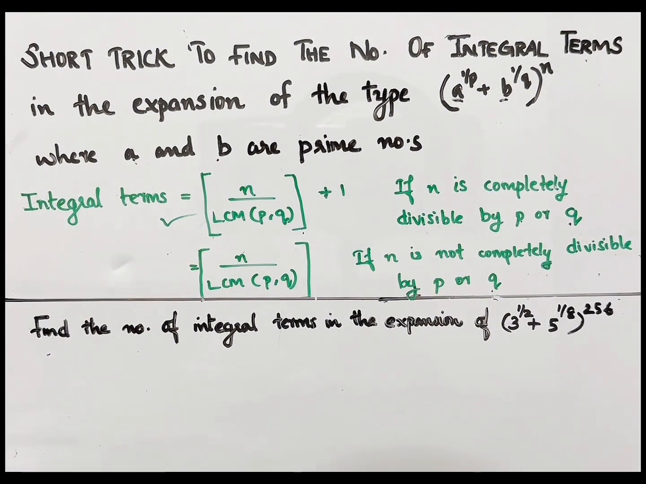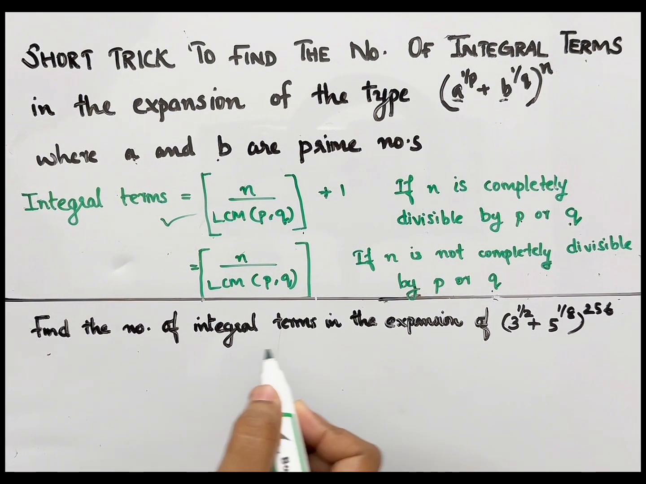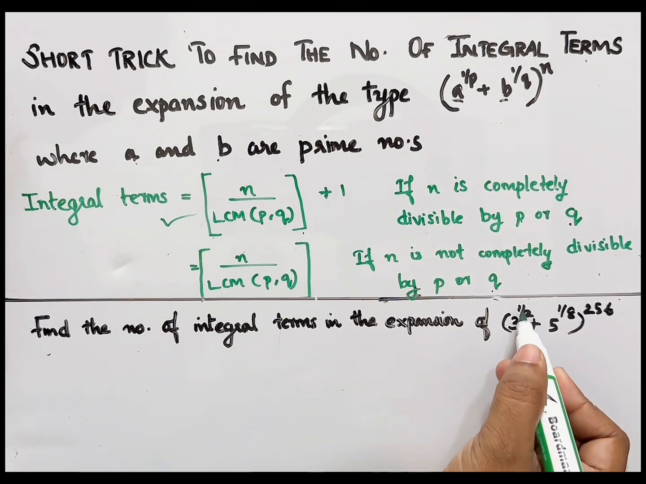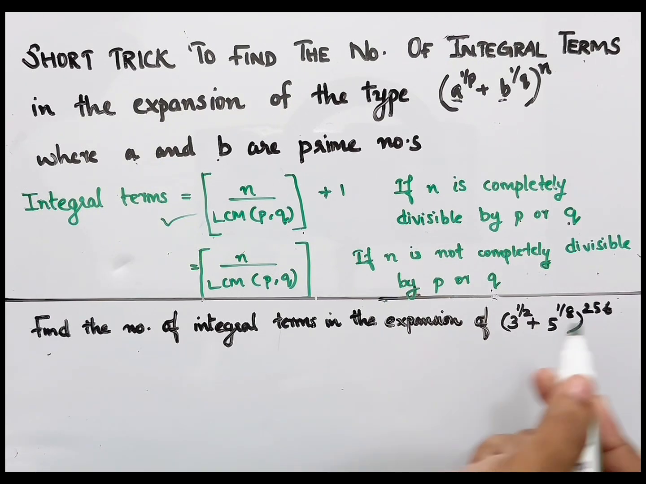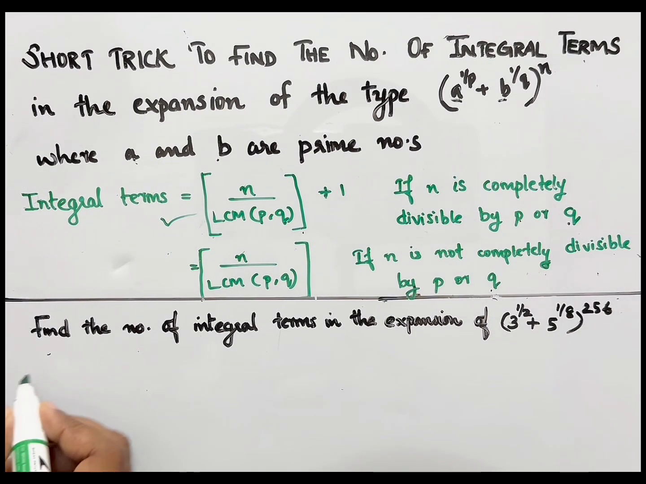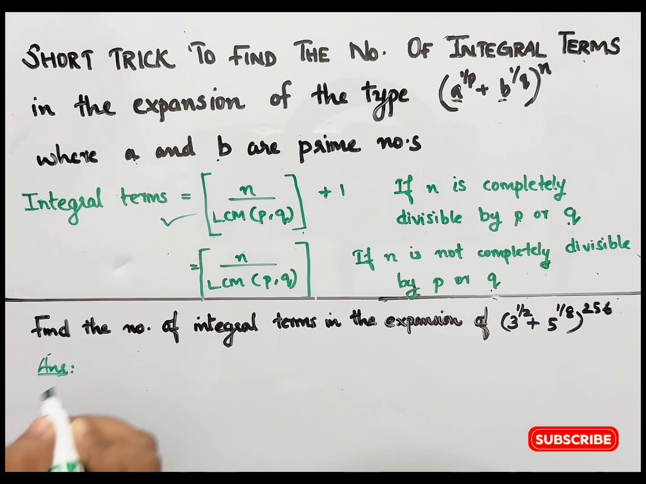Let's do one more question. Find the number of integral terms in the expansion of (3^(1/2) + 5^(1/8))^256. Let's find out the answer using the same short trick.